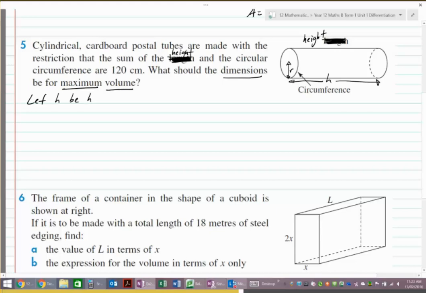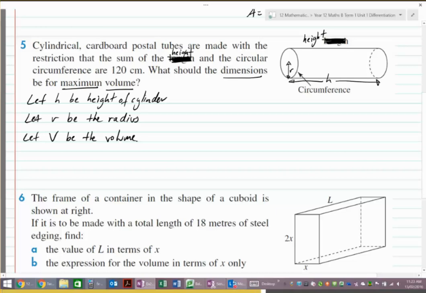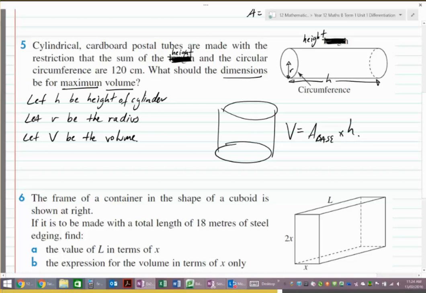Let h be the height of the cylinder. Let r be the radius. Now I'm trying to find the maximum volume. Let v be the volume. Okay, so a formula for volume of a cylinder, you should be saying, yeah, I know that formula already. Volume of anything is the area of the base times the height.